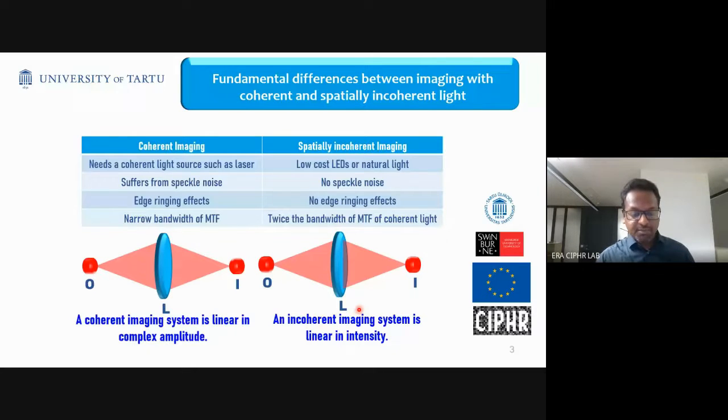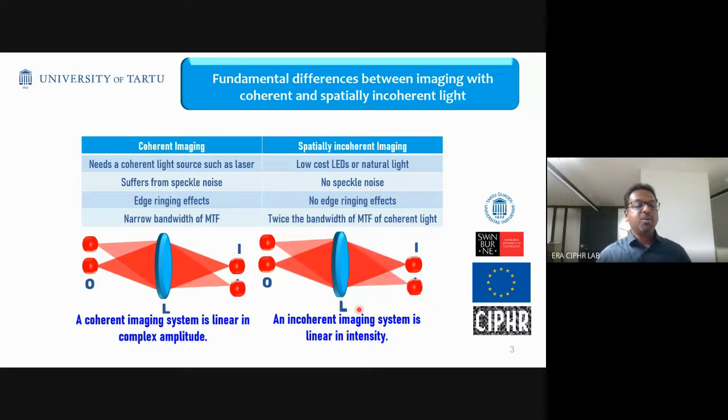So that's what I'm going to explain. When there is more than one point, in the case of a coherent imaging system, you can see that there is interaction between light diffracted from one point and light diffracted from the other point. Whereas in the case of incoherent imaging systems, the boxes don't touch each other, and so there is only intensity addition.